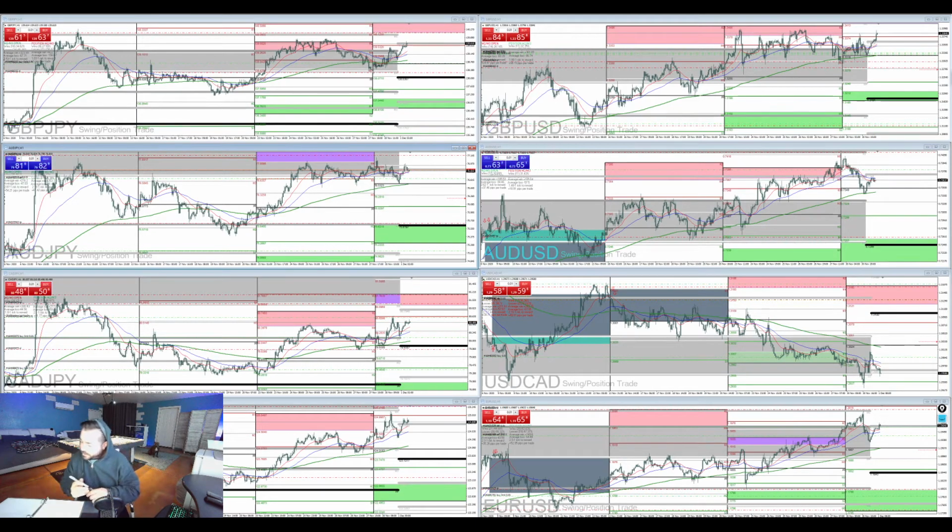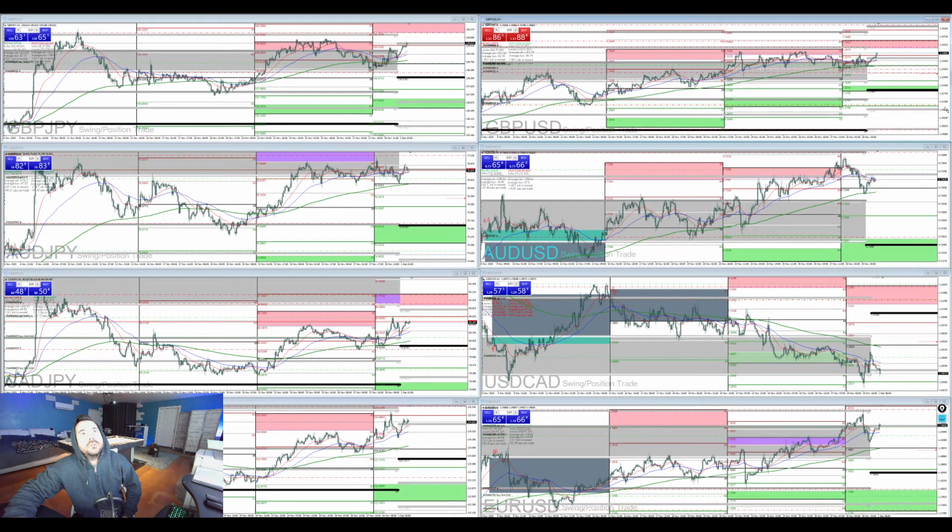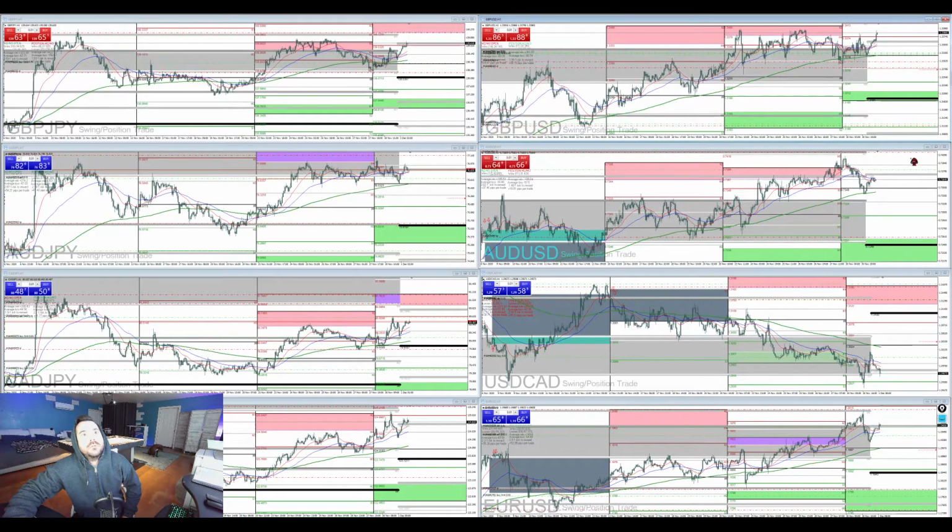Okay, we got 4 positions. We have 5 swings and 1 day trade. Let's take a look at the position trades right now, see if we need to update anything. All right. Position. My alert here. I have an alert here. Okay. An alert here for my positions.